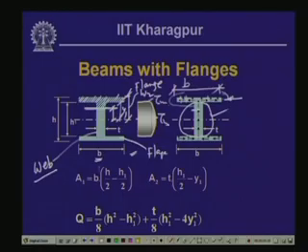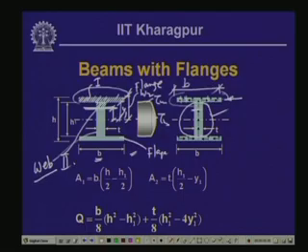Now, since we are evaluating the shear stress at this cross section, which is at a distance of y1 from the neutral axis, we take the moment of this particular part of the area. We divide this part into two segments: this we call rectangle 1 and this part we call rectangle 2.